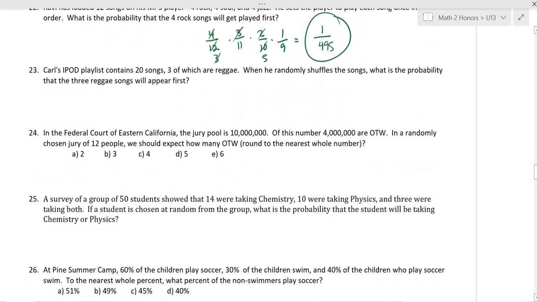23, Carl's iPod playlist contains 20 songs, 3 of which are reggae. He randomly shuffles a song. What's the probability that 3 reggae songs will appear first? So we got 3 out of 20, 2 out of 19, 1 out of 18, and just continue to reduce and multiply it out. And we end up with 1 out of 1,140.